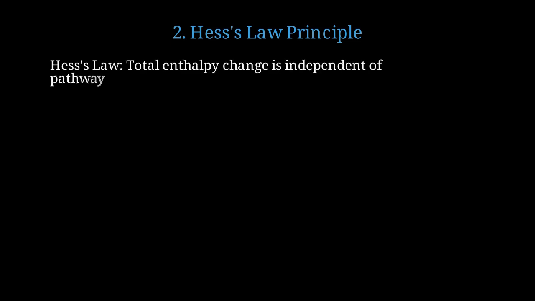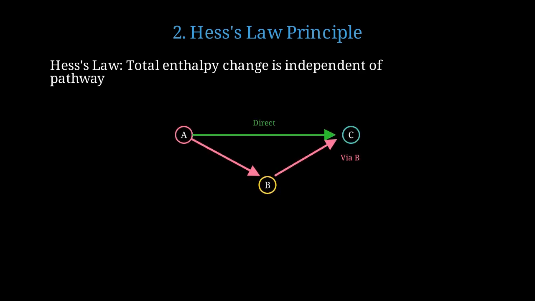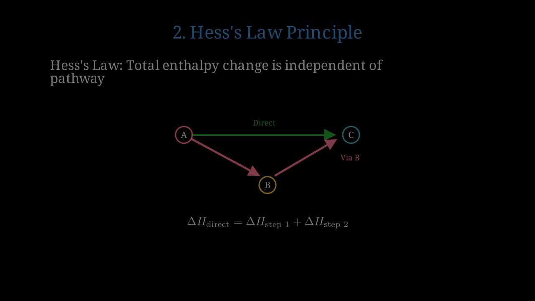Now let's understand the principle we'll use to solve this problem. Hess's law states that the total enthalpy change for a reaction is independent of the pathway taken. Whether we go directly from A to C or take an indirect route through B, the total enthalpy change is the same. The direct enthalpy change equals the sum of the individual step enthalpy changes.